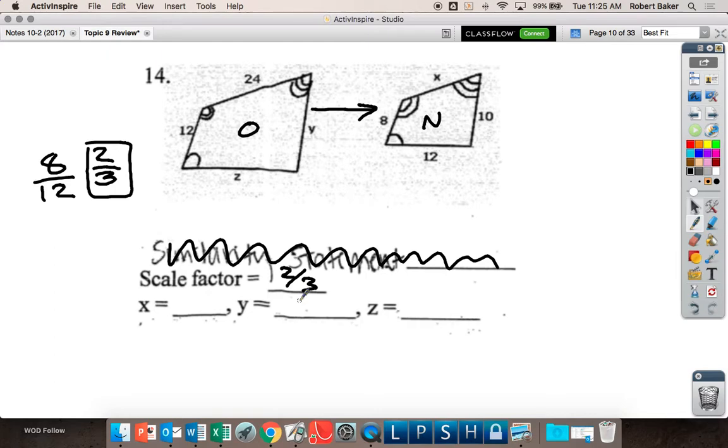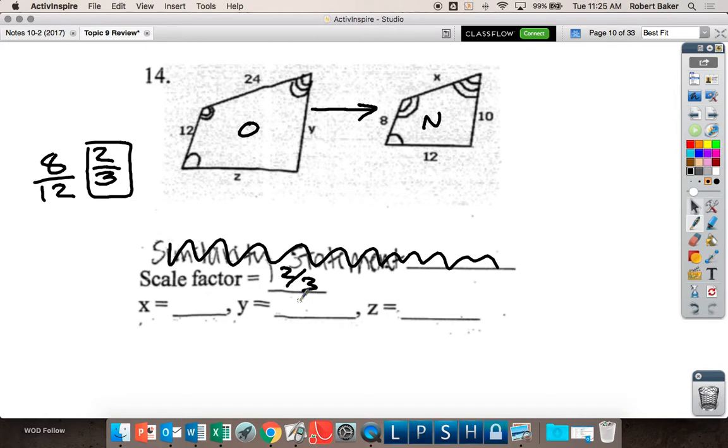So how do you know which way you were going though? I'm assuming we always go left to right. Okay. If 2/3 wasn't there and 3/2 was there, you could pick that one because it's a scale factor going in the other direction. So I can take all the numbers on this side and multiply them by 2/3 and it would equal the numbers over here.